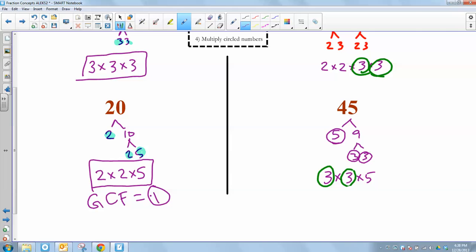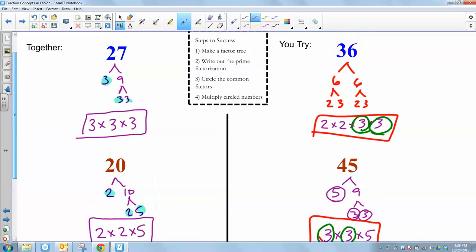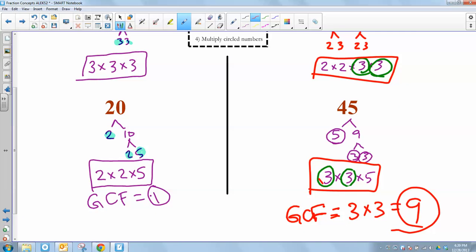So again, we're looking now to see, in my prime factorization, what numbers are in common. I like to say what has a dancing partner. So this 3 and this 3 are in common. This 3 and this 3 are in common. So my greatest common factor is going to be, and then I multiply my circled numbers, 3 times 3 equals 9. So my greatest common factor between 36 and 45 is 9.